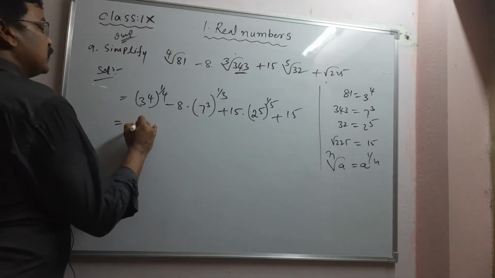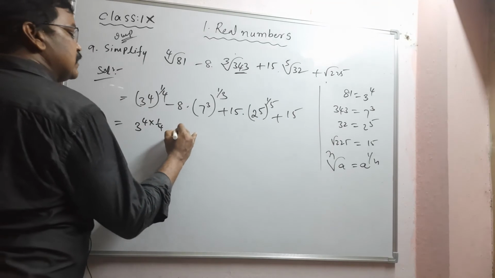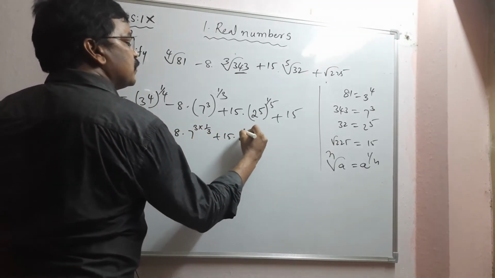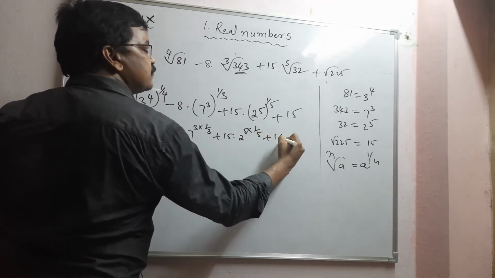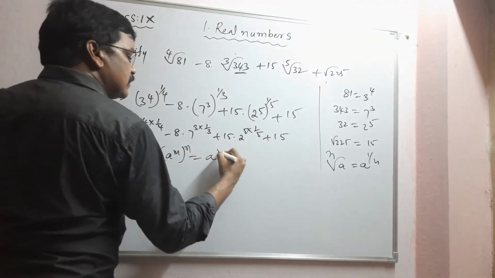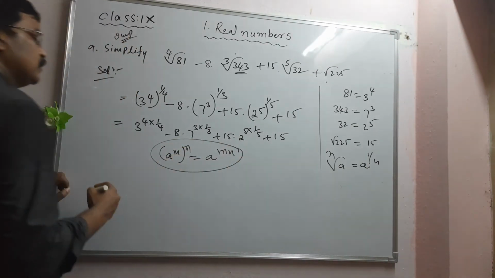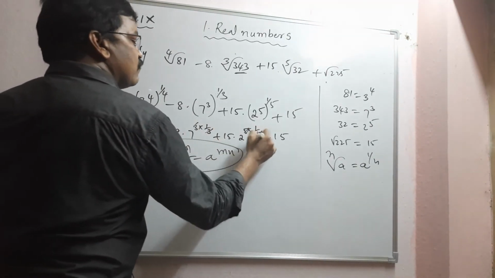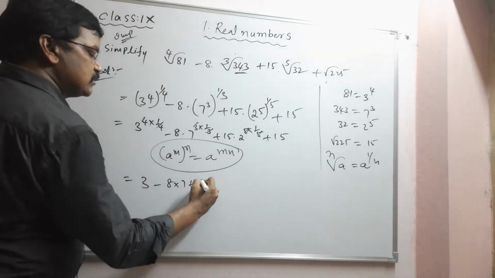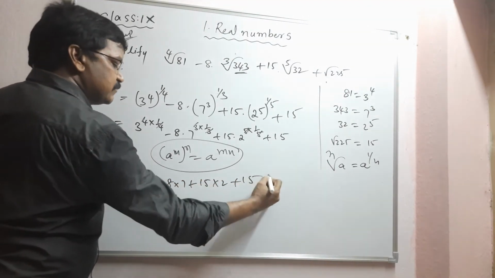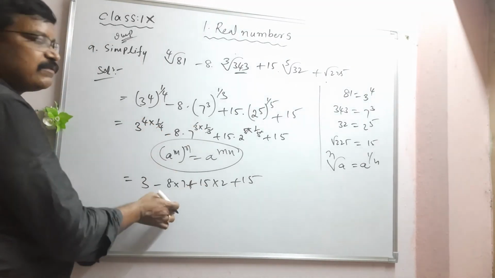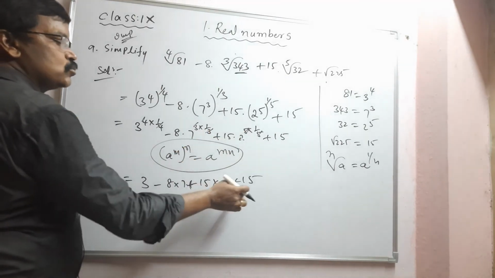Now here 3 power 4 times 1 by 4 minus 8 into 7 power 3 times 1 by 3 plus 15 times 2 to the power of 5 times 1 by 5 plus 15. What I used here? A to the power of m whole power n, that is a to the power of mn. Now 4 4, 3 3, 5 5 cancelled. Finally 3 minus 8 into 7 plus 15 into 2 plus 15. Understand students? 3 minus 8 into 7 plus 15 into 2 plus 15.